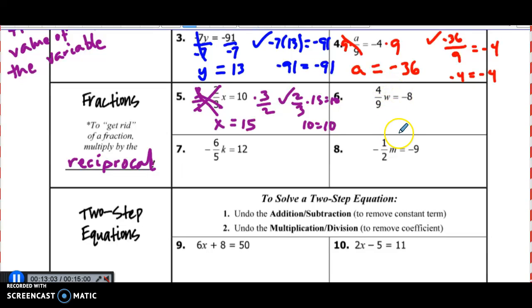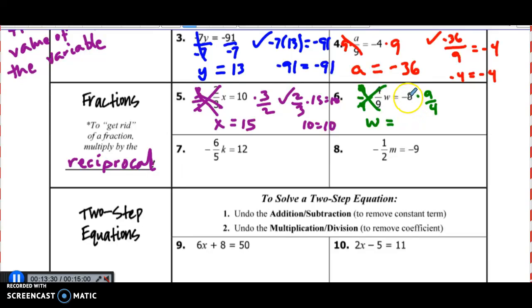On number 6, same thing. I need to get w by itself, so I need to get rid of 4/9. To get rid of a fraction, I multiply by the reciprocal. The reciprocal of 4/9 is 9/4. Whatever I do to one side, I have to do to the other. So over here, those cancel. That's why I multiplied by 9/4. So all I'm left with is the w.